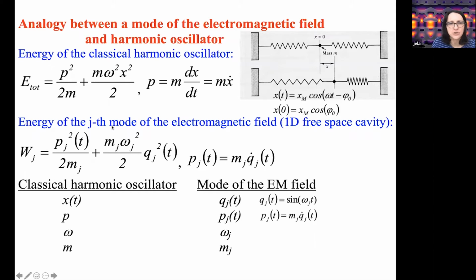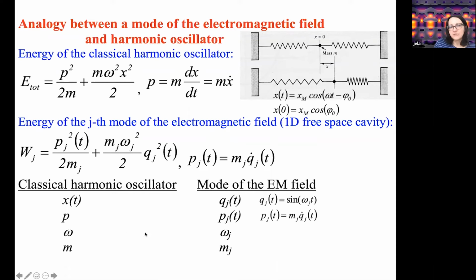So complete analogy here. If you write a classical harmonic oscillator, what are the variables that describe it? We have position, momentum, frequency, and mass, right? For a mode of the electromagnetic field in a resonator, we have Qj of t for the mode j, which is basically analogous to position. It's not position. We know that it's basically the time dependence of that mode. Then we also have Pj of t, which is analogous to momentum. Again, it's not a momentum. It's proportional to the time dependence of the magnetic field, right? And we know that it's a conjugate variable relative to Q of t. So they're related via this Newton's law.